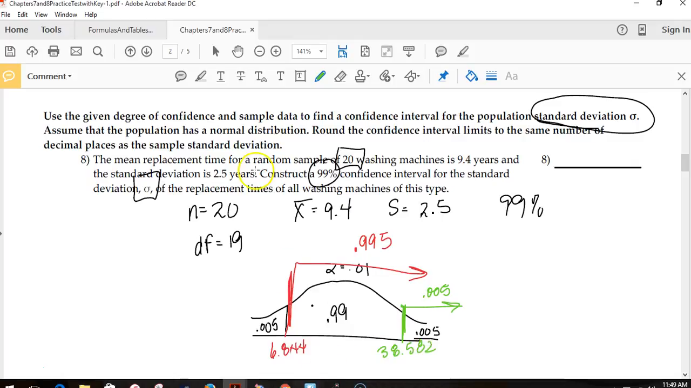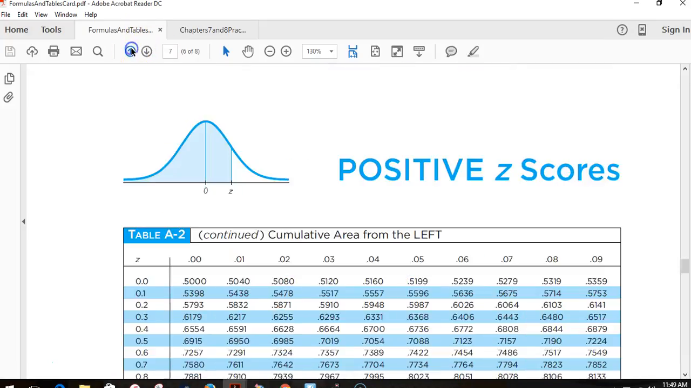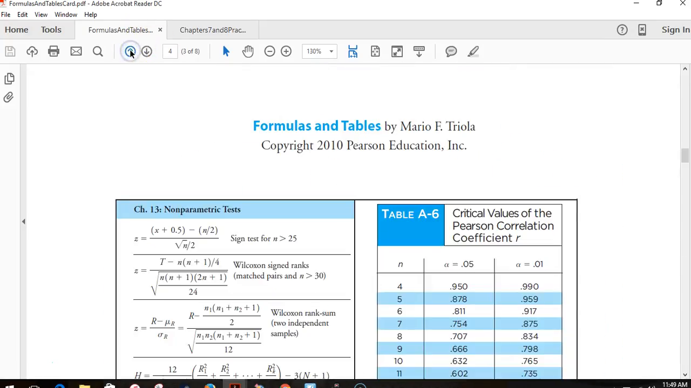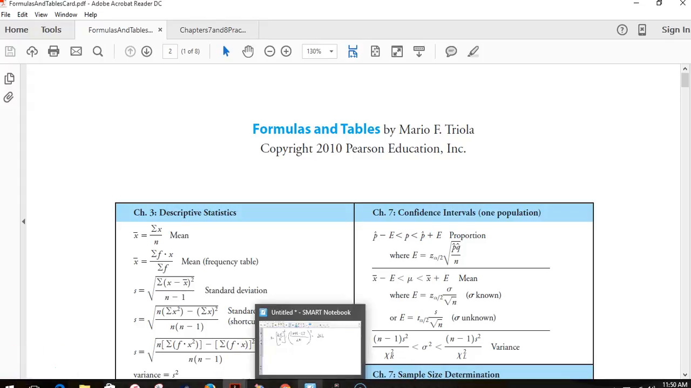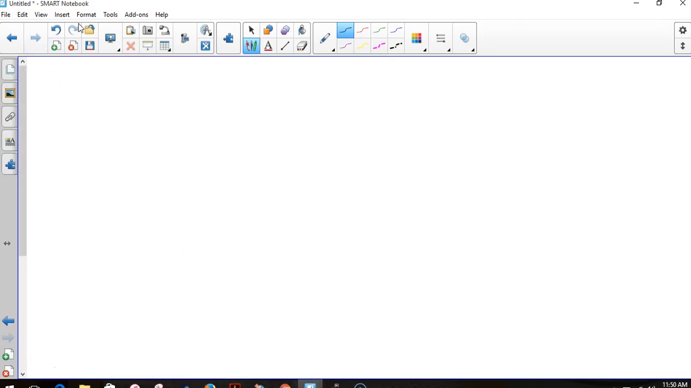Now notice on your formula card, you do not get a confidence interval formula for standard deviation, but you do get one for variance. So what we're going to have to do is, after we find this, we're going to have to take the square root of everybody. I'm going to pull this formula over and put it in a smart notebook so we have some room to work.